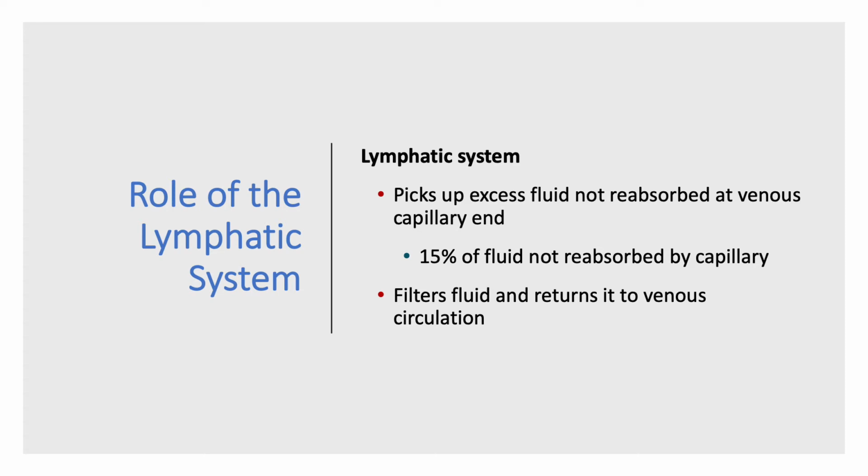Under a normal circumstance, we see that there's net filtration occurring at the arterial end of a capillary and then net reabsorption at the venous end. However, not all of the fluid is reabsorbed at the venous end of the capillary, so there's more being filtered out. That capillary typically absorbs about 85% of the fluid that's been passed off into the interstitial fluid, but that leaves 15% sitting behind. What happens to that excess 15% of fluid that is not reabsorbed and is remaining out in the interstitial fluid? Well, that's the role of the lymphatic system. It's going to pick up that excess fluid, not reabsorbed at the venous capillary end, and it's going to move it back into venous circulation.